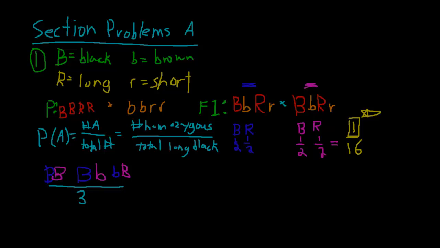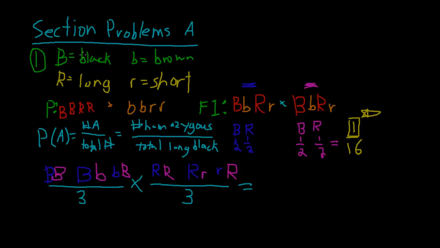Now we do the same thing in terms of long hair, because that's the other thing we're looking for. It could either get big R from this parent and big R from the other parent, or it could get big R from this parent and little r from this parent. That's also valid. Or it can get little r from this parent and big R from this parent. All 3 of these are valid. That means 3 total possible outcomes to get long hair.